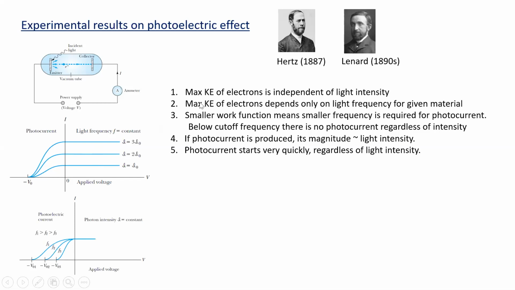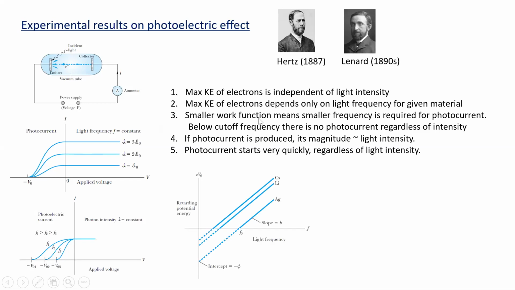And then for the second one, apologize for backtracking here, but for constant light intensity and a given material, as we change the light frequency, so as we increase the light frequency from F3, which is the smallest, to F2 to F1, the maximum kinetic energy of the electrons is greater and greater, because this back voltage gets greater and greater.